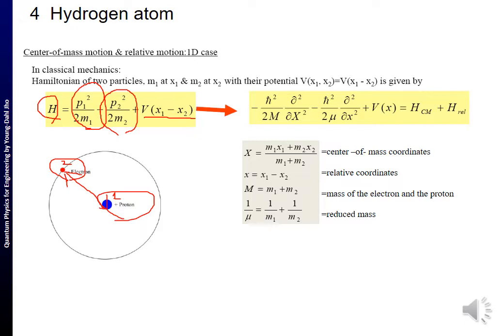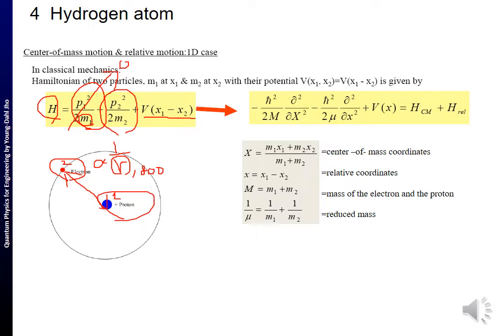Now it's a two particle problem. So it looks a little bit complicated. But we can note that the proton is very heavy. So mass 1, M1, will be extremely large. We know the proton is 1800 times heavier than the electron. So relatively, we will ignore this. And then their potential energy is only proportional to their distance, okay?